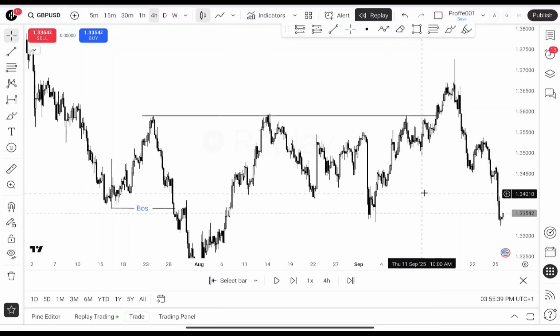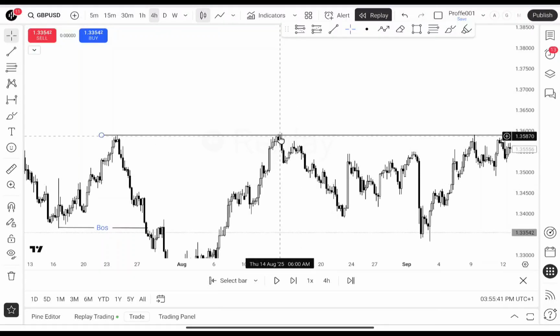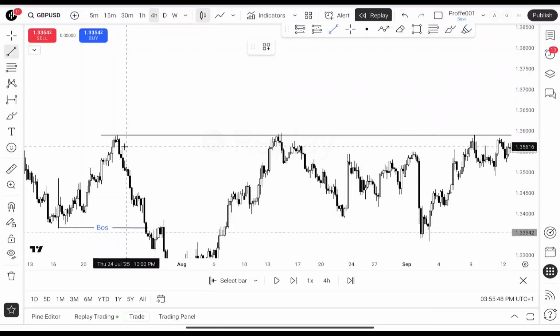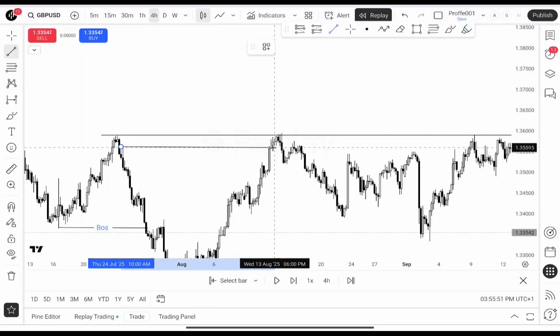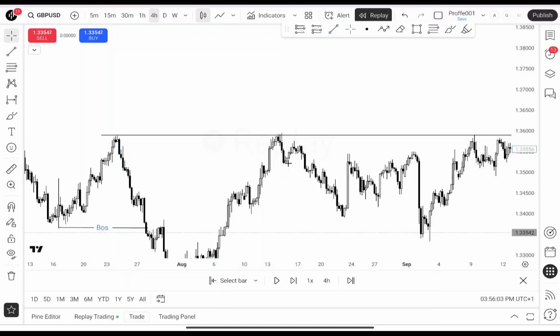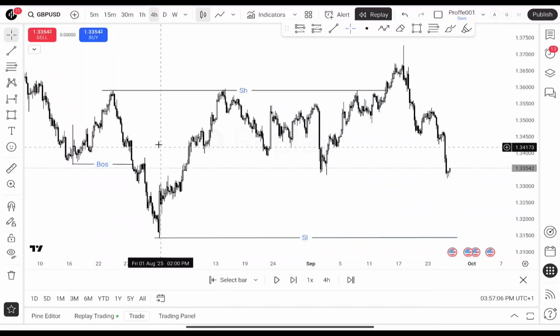This is confusing, but let me explain. This is not a break of structure. This is a sweep of liquidity. A break of structure must cover a candle. If it was here, we would say this is a break of structure because the market breaks with the body of the candle, not a wick. If you see a weak reaction, it is a sweep of liquidity. It is not a break of structure. Get that?